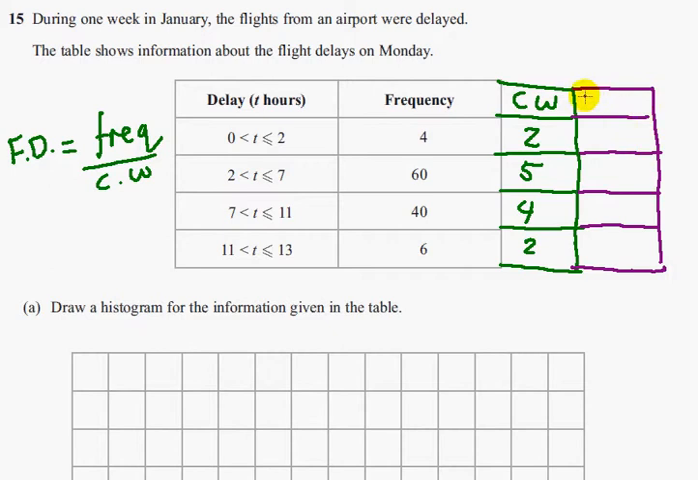So I'm just going to put FD. So frequency density is frequency divided by class width, not the other way around. Okay, so this is going to be 4 divided by 2, which is 2. 60 divided by 5, which is 12. 40 divided by 4, which is 10. And 6 divided by 2, which is 3.